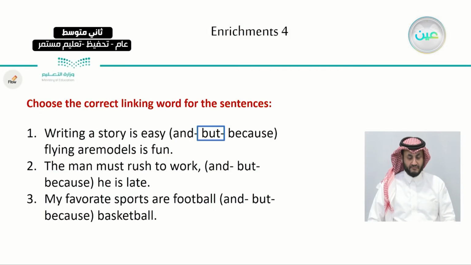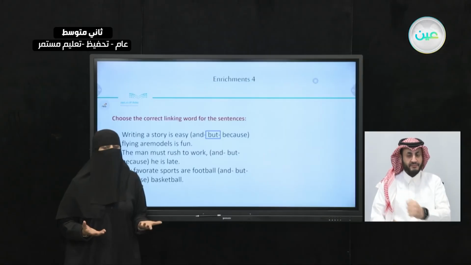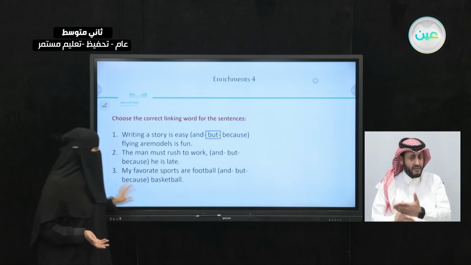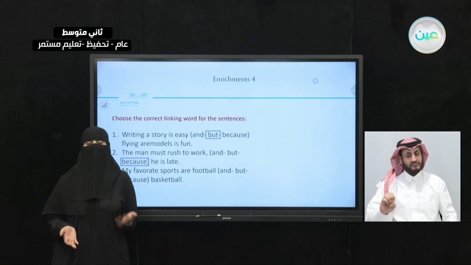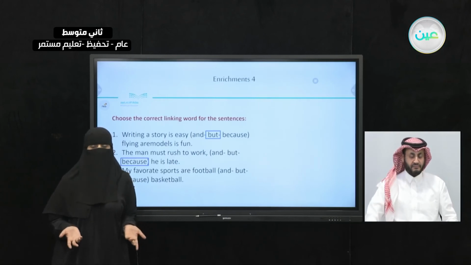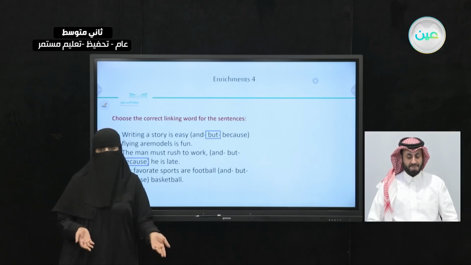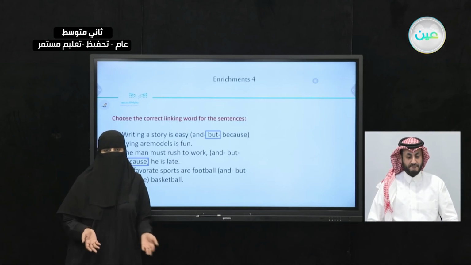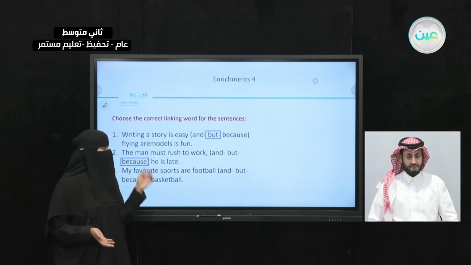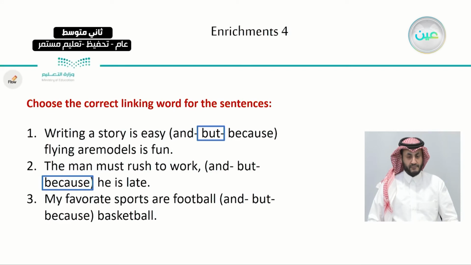Now, let's take a look at the second sentence. The man must rush to work. He is late. What are we going to use? And he's late, because he's late, or but he's late? Now, I want you to tell me, why must he rush to work? Because he is late. This is the reason. Why is he rushing to work? Because he's late. He doesn't want to go to work late. That's why he's rushing to work. So why is he rushing? Because he's late. This is the reason for rushing to work.